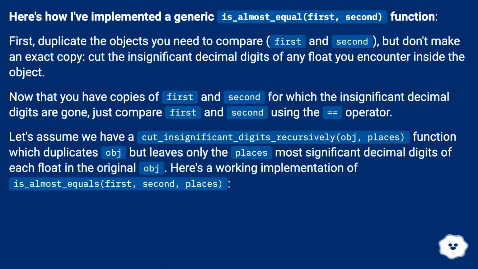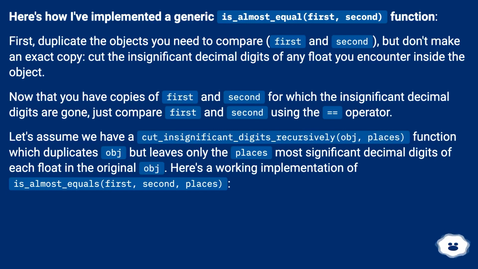Here's how I've implemented a generic is_almost_equal(first, second) function. First, duplicate the objects you need to compare, first and second, but don't make an exact copy. Cut the insignificant decimal digits of any float you encounter inside the object. Now that you have copies of first and second for which the insignificant decimal digits are gone, just compare first and second using the equals operator.